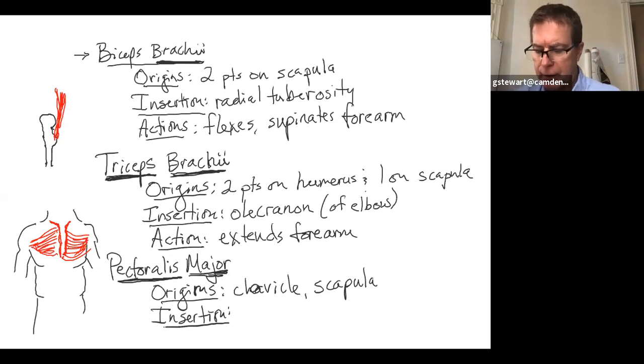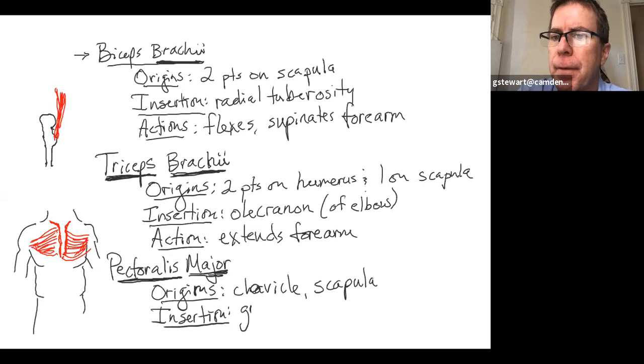The insertion is the greater tubercle of the humerus. That's a bump just below the head or on the anterior side of the head of the humerus. Greater tubercle. I'm going to put dash humerus.